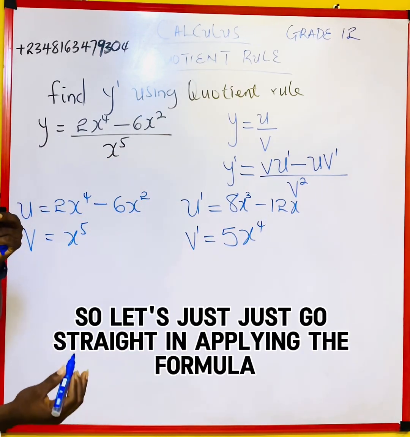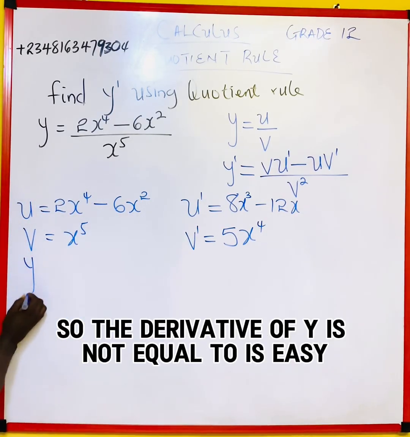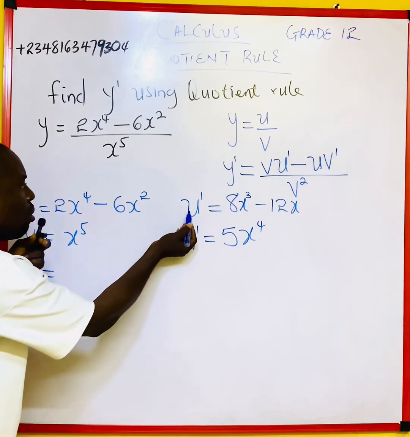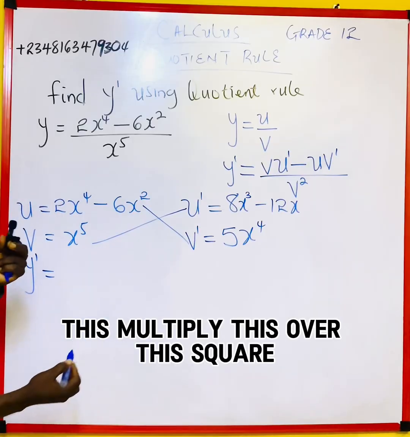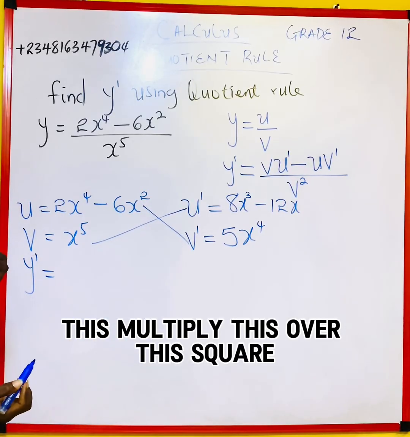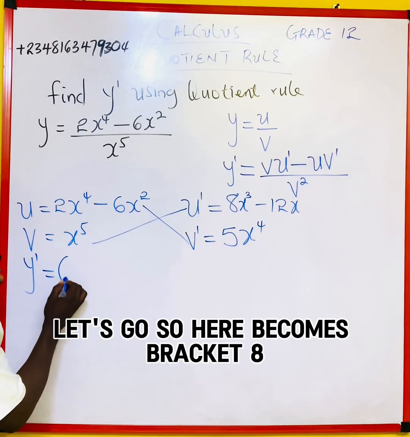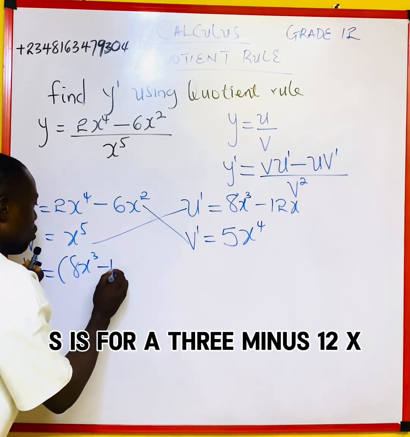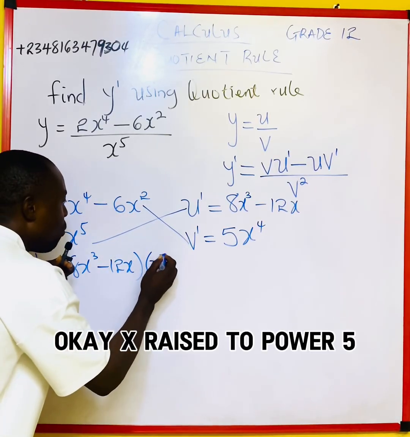So let's just go straight in applying the formula. So the derivative of y is now equal to, it is easy. This shortcut is this multiplied by this, minus this multiplied by this, over v squared. Simple. So let's go. So here becomes bracket 8x raised to power 3 minus 12x, okay, times x raised to power 5.